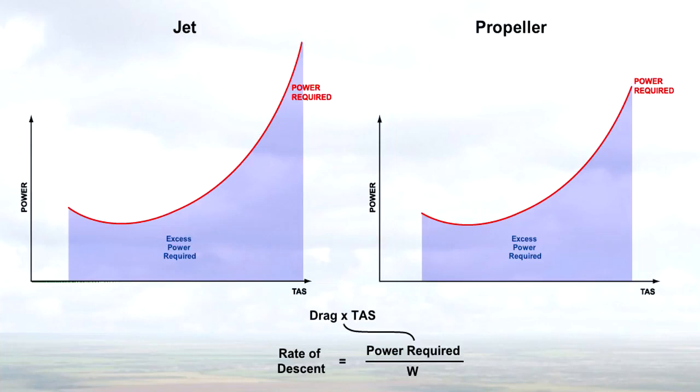In order to achieve the greatest rate of descent, the aeroplane needs to fly at a speed that achieves the greatest excess power required. It is obvious from the graph that this can only be achieved at very high speeds. Remember that power required is a function of speed and drag. Therefore, the aeroplane needs to be configured for high drag and high speed in order to achieve maximum power required. In fact, for a lot of Class A aeroplanes, emergency descents are flown at maximum operating speeds with air brakes or speed brakes deployed and thrust at idle.